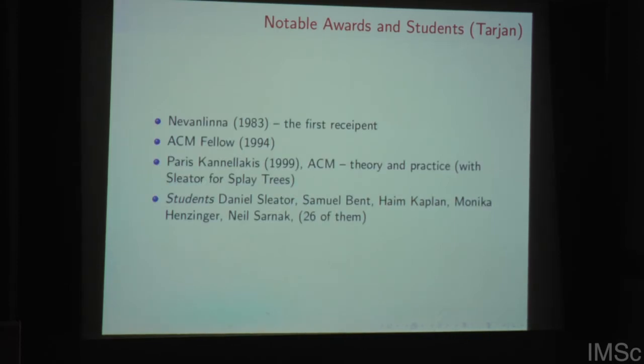He won the first Nevanlinna Prize, which is given by the International Congress of Mathematicians. He became ACM Fellow. He got the Paris Kanellakis Award, which is given for theoretical work which has significant value in practice. So this is for his work on splay trees, about which I'll get to towards the end. And he has produced about 26 students.